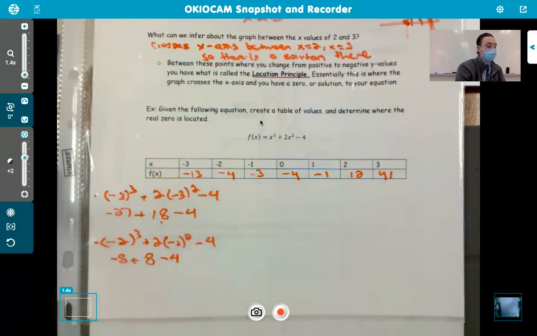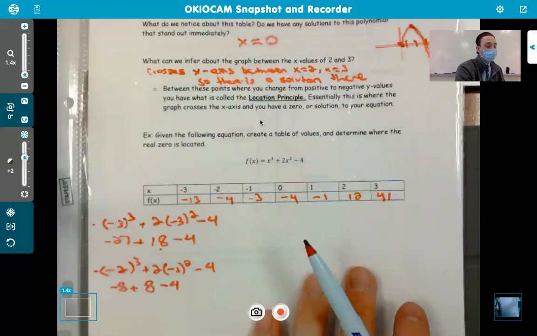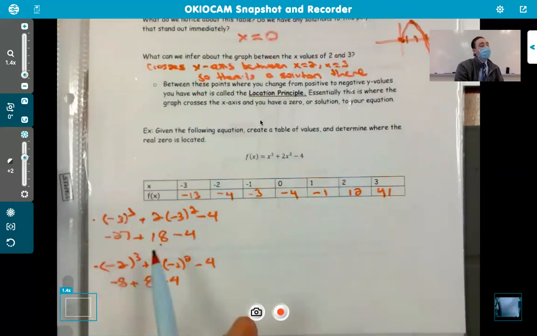So now my question for you is to follow up, very similar to what we did in the first example. Do we have any solutions that stick out to us right away? Are there solutions that might be between two x values? Do I have that location principle where I change from a negative to positive anywhere? And if so, between what x values does that occur?